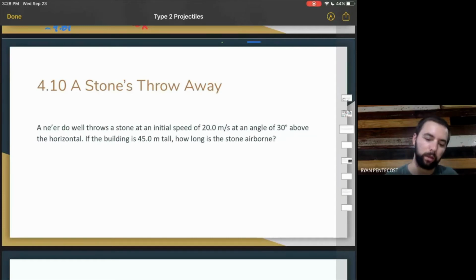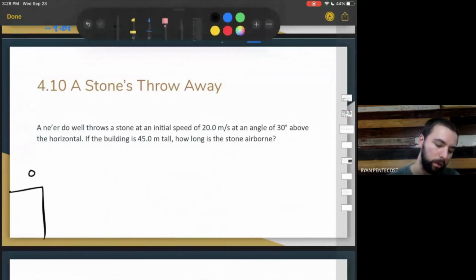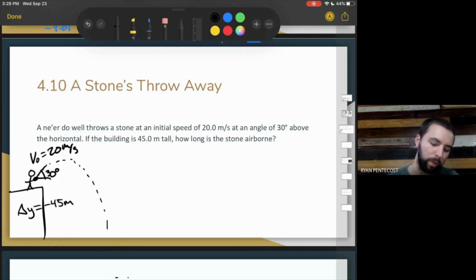I'm going to get a quick drawing real quick just so we can understand what's going on. Ne'er-do-well, rock. Throws it 30 degrees above the horizontal. Throws it really fast. And that building is 45 meters tall. That means that it's going to start up top and it's going to go all the way down, splat on the ground, right? We do not know some of the information here.